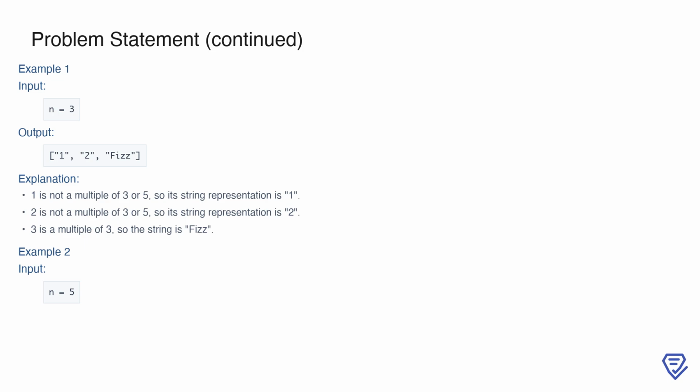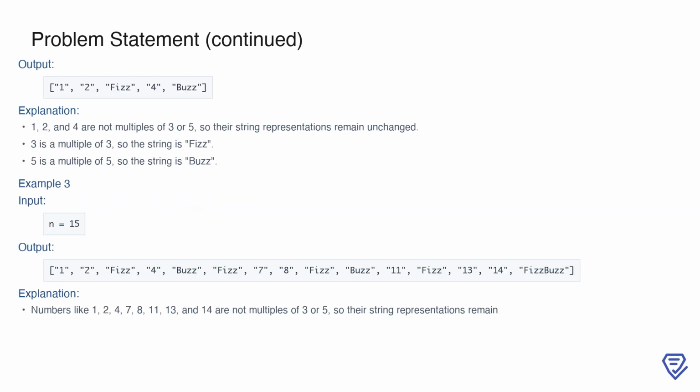Let's break this down step by step. In the output for n equals 5, the numbers 1, 2, and 4 are neither multiples of 3 nor 5, so their string representations are unchanged. The number 3, being a multiple of 3, is replaced with Fizz. The number 5, being a multiple of 5, is replaced with Buzz. This demonstrates how the program differentiates between multiples of 3, multiples of 5, and numbers that are neither.